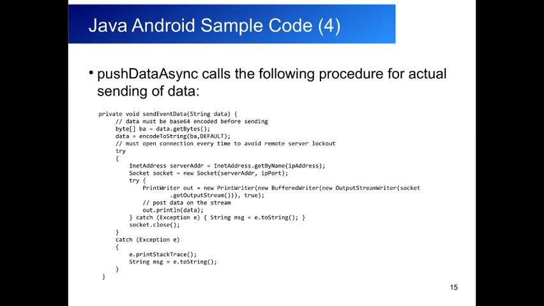The push data async calls this function send event data to effectively send the data on the connection. And you see here the counterpart of the decoder on the server, in which we first encode all the data, and we send it. We encode the data, we send everything on the socket. We open the socket on the port and so on. We send the stream and then close everything down, and eventually catch an exception if some problem happens on the network connection.